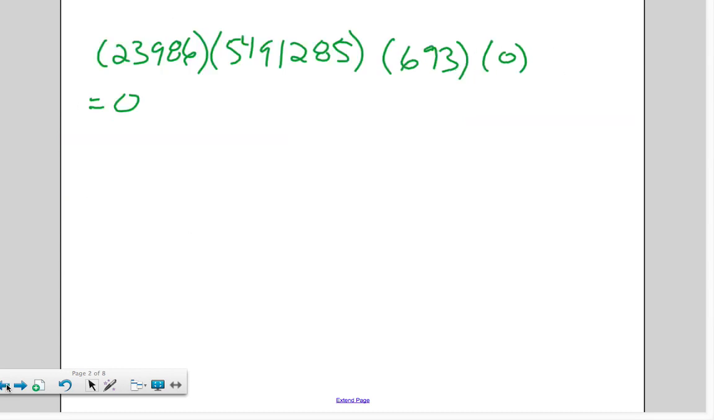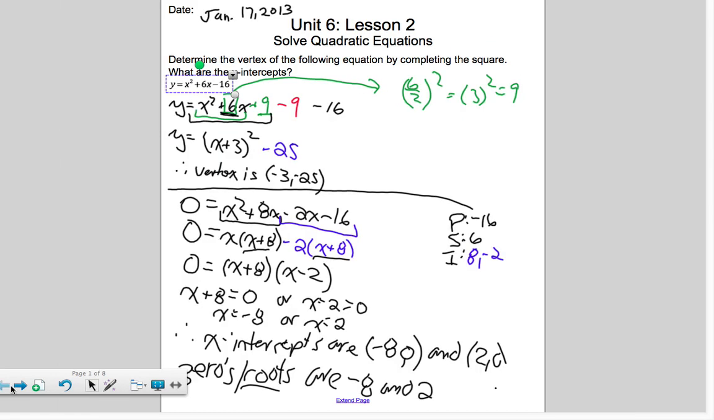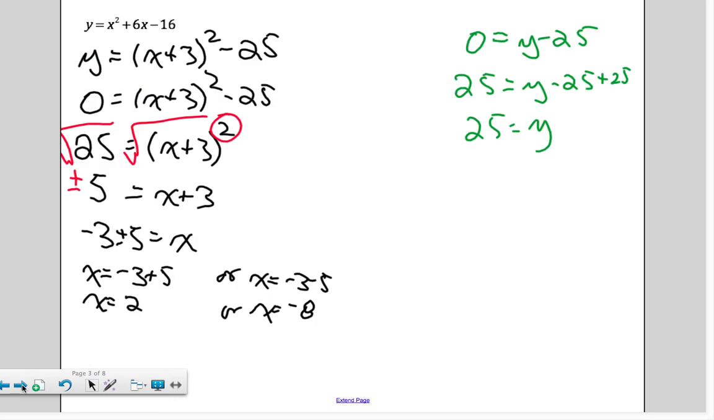Is this not the same answer that we got over here? We have x is equal to negative 8 or 2, right? Doing it a different way, we get the same answer. In other words, two different ways to figure out what values of x, in this case 2 and negative 8, make that equation give us 0.